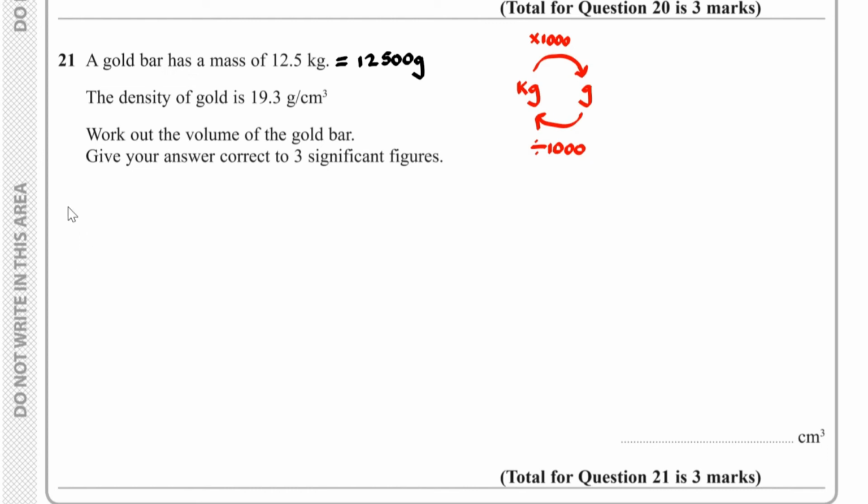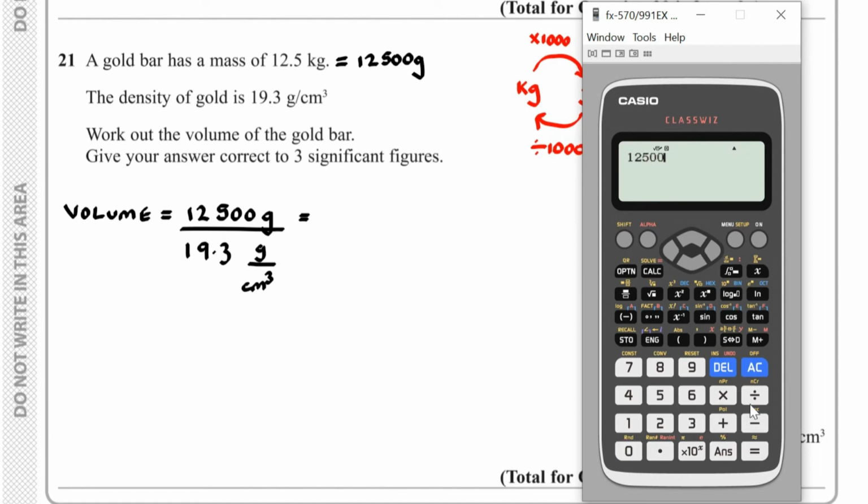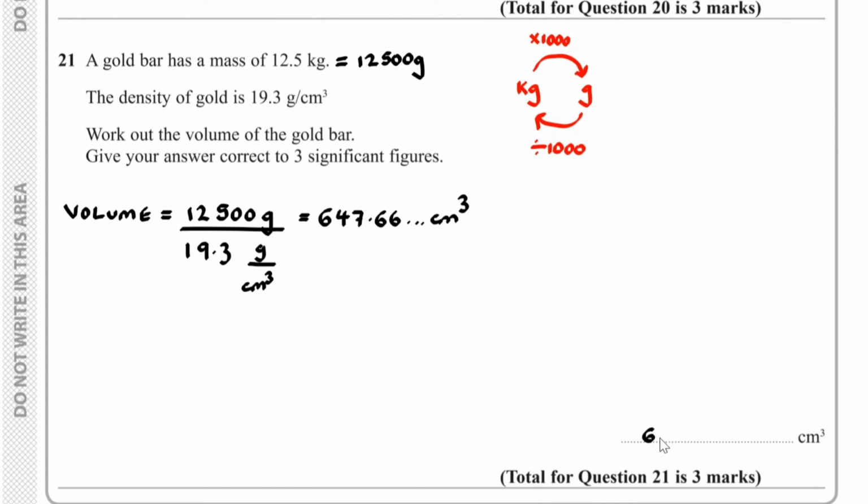So we need to find out the volume. The volume is equal to the mass divided by the density. So if we work this out, we get 647.66 etc. centimeters cubed. So to three significant figures, we have 648 to three significant figures.